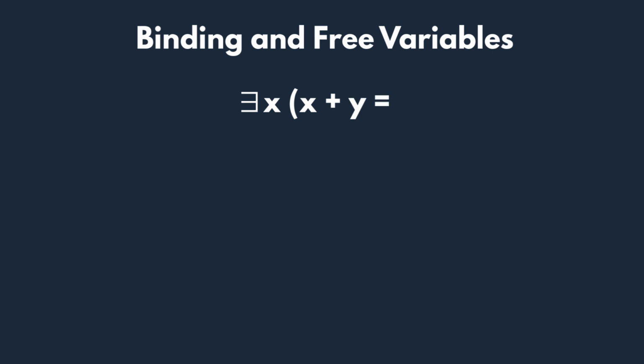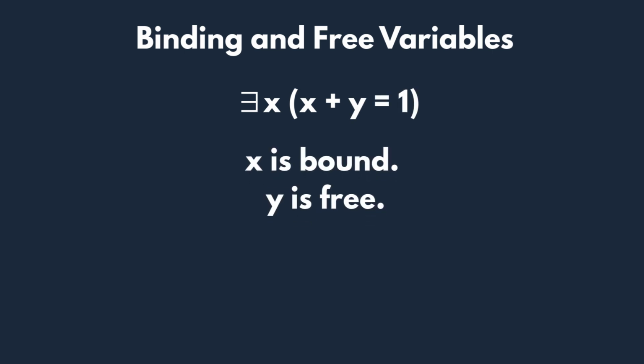Next, we'll understand binding and free variables. When a variable is controlled by a quantifier, it is called bound. For example, there exists an x such that x plus y equals 1. x is bound and y is free. If a variable is free, the expression is not a proposition. Only fully bound expressions have truth values.